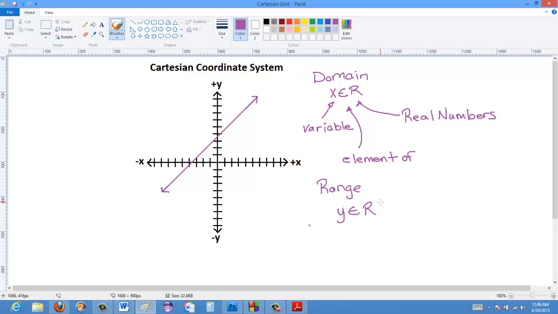And the reason why is because they go to infinity, so negative infinity to positive infinity in both directions, and they also include all of the values in between, like every whole number. So every value from negative infinity to positive infinity, which is all the real numbers.